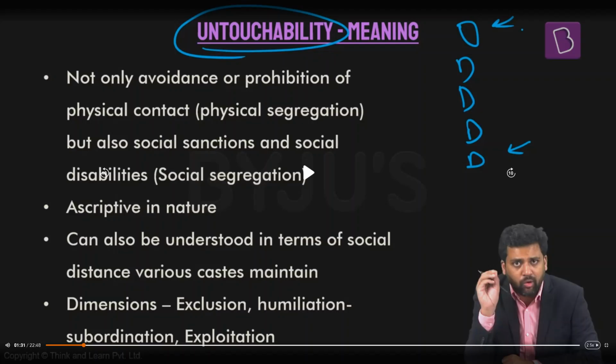Different communities maintain distance from so-called untouchables. There have been different documented evidences of this. Certain communities were not allowed to enter the villages during the early hours or the evening hours. Why? Because at that point of time, the length of the shadow is the longest, and there's a possibility that their shadow might touch someone else, and in that process, the other person can become polluted.